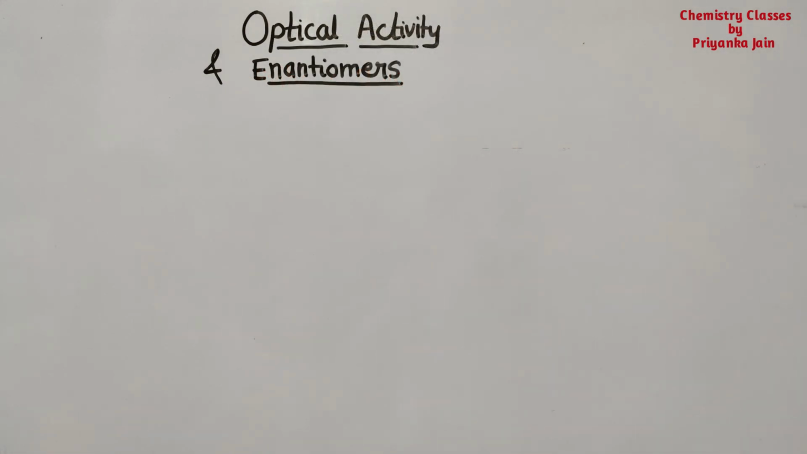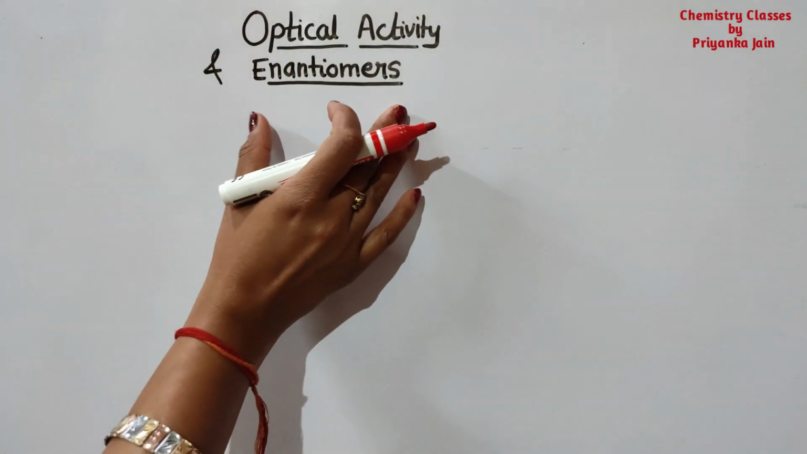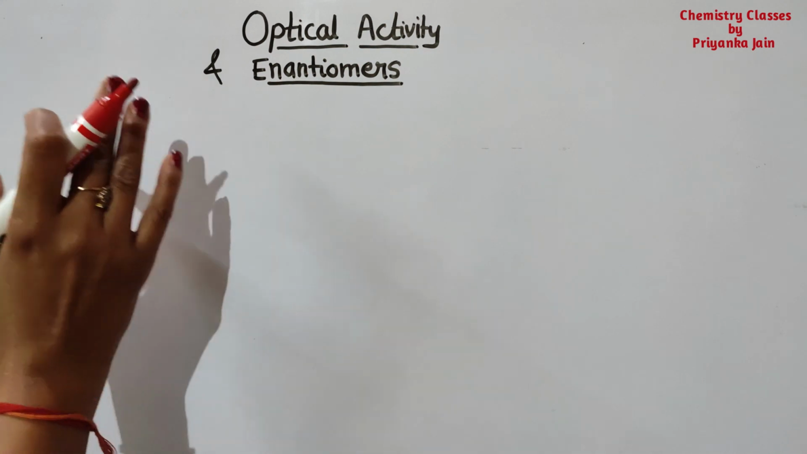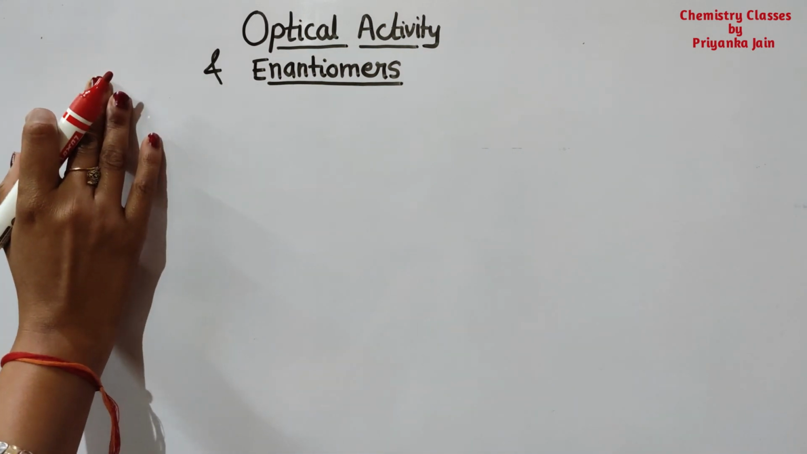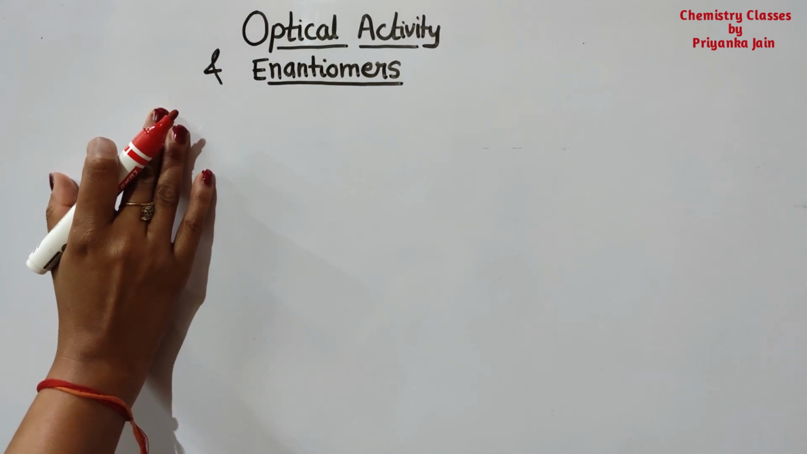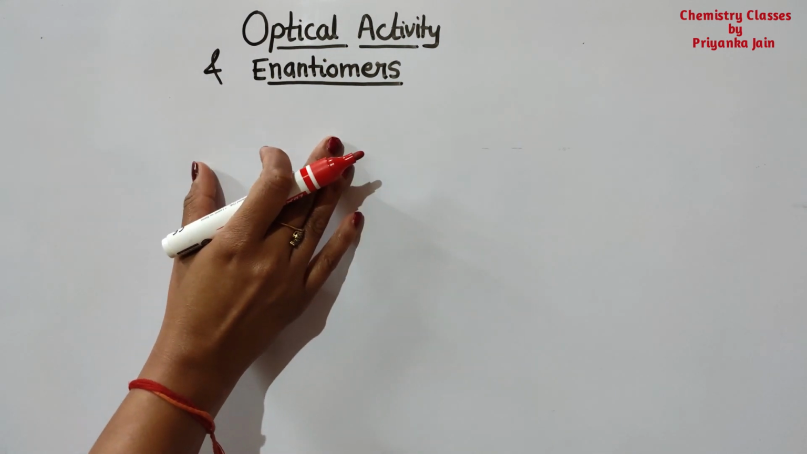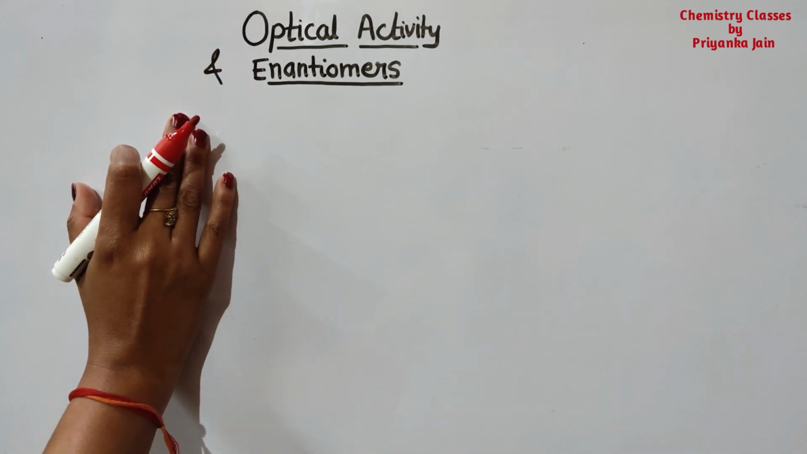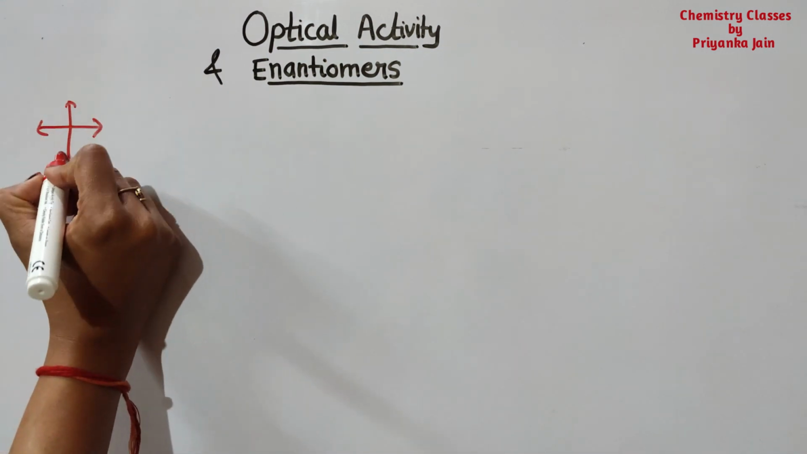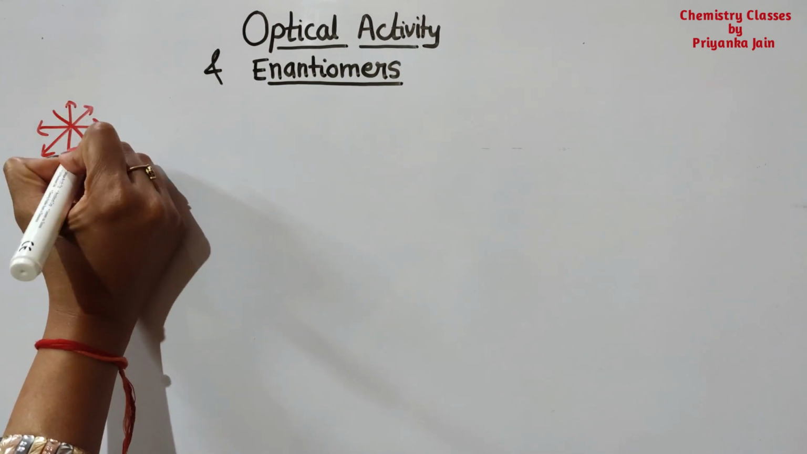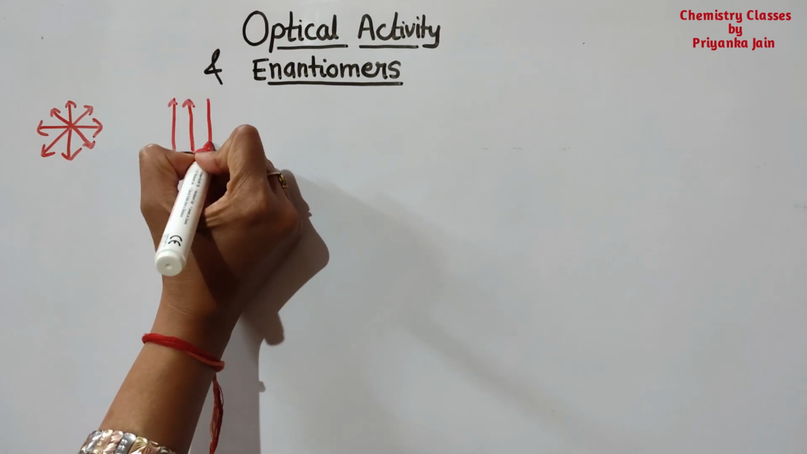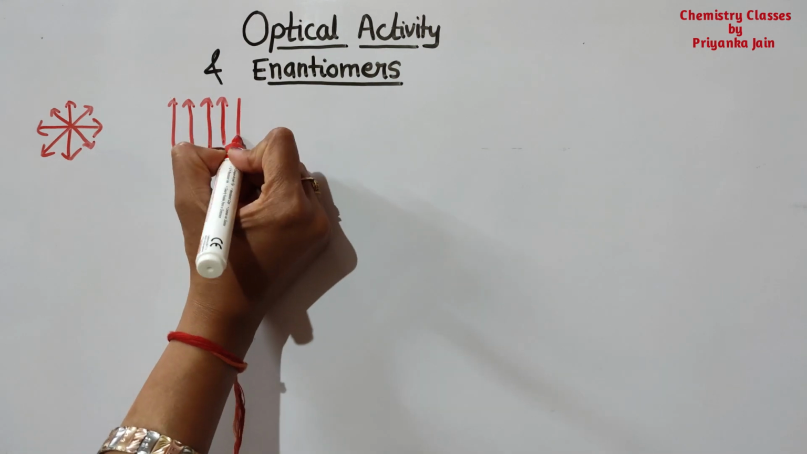The next important thing here is optical activity and enantiomerism. Firstly we have to understand what optical activity is. Optical activity means any compound which can rotate plane polarized light. That is called an optically active compound. So first understand the meaning of plane polarized light. We know that light can scatter in different directions in this manner. This is normal light. But if it is polarized in one direction, then it looks like this. This is called plane polarized light.